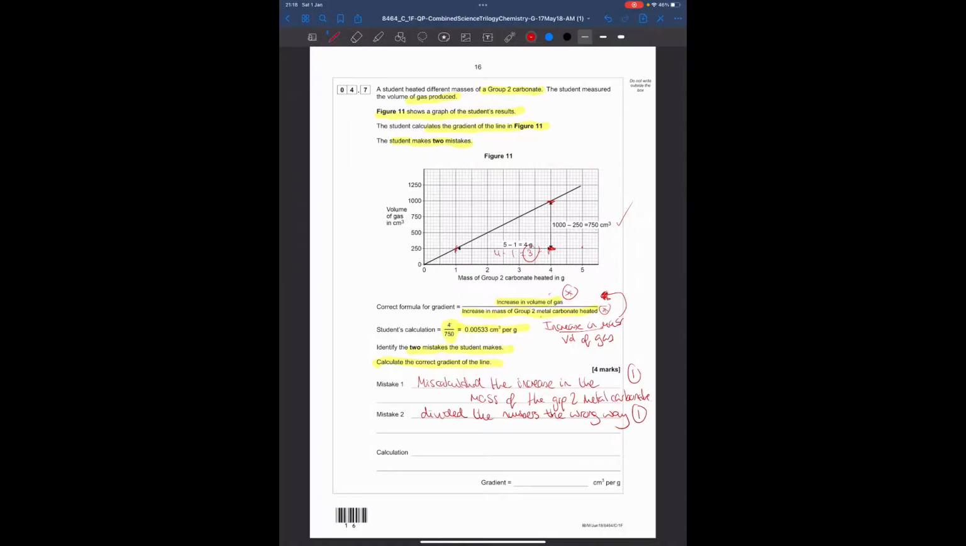So you would get 1 mark for identifying each of the mistakes, and then you would get 2 marks for then actually working out the proper gradient. So we know it should then be 750 divided by 3 equals 250 centimetres per gram.